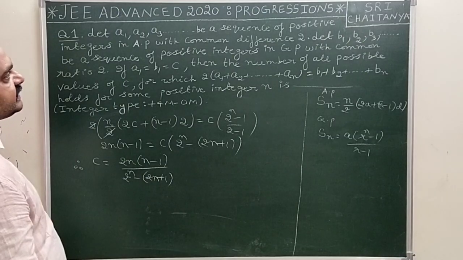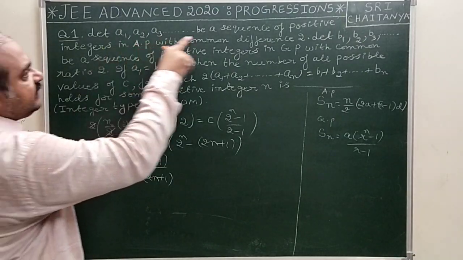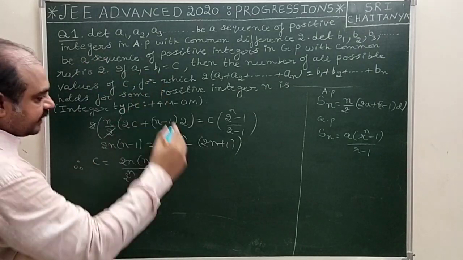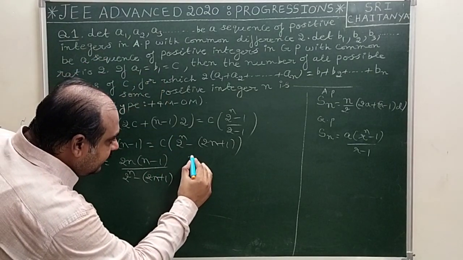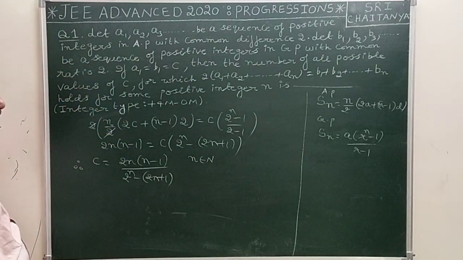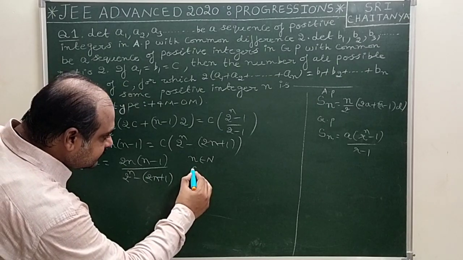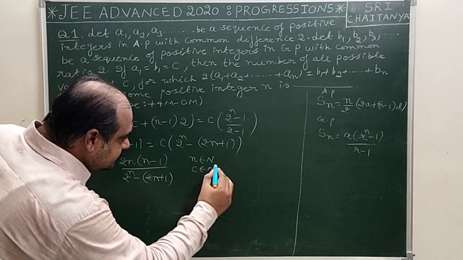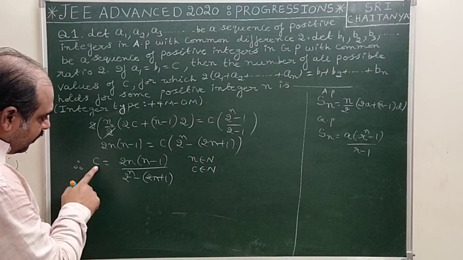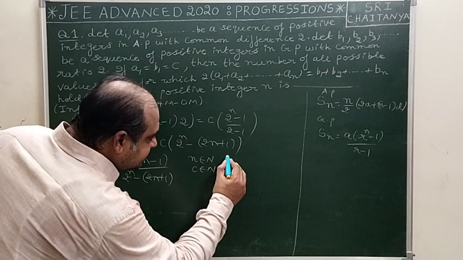Now in the question it is given that it is a sequence of positive integers. So C is the first term. Therefore n is always a natural number because n is the number of terms, and C is also a natural number. Now let us calculate what values of C you will get.